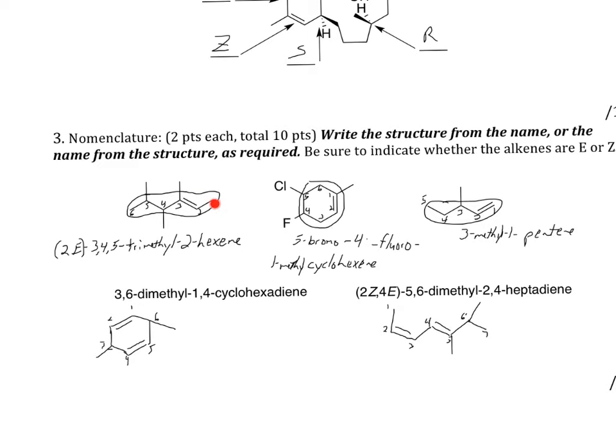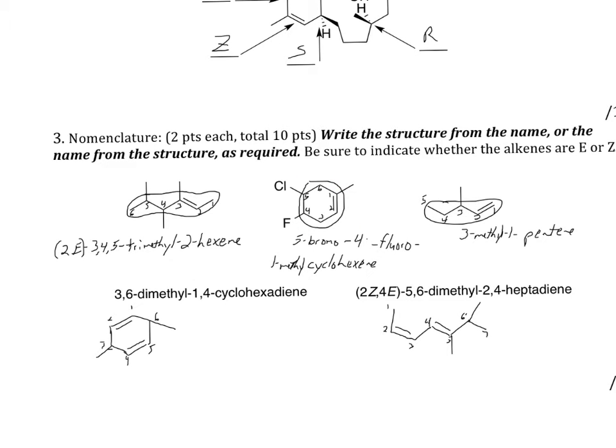Find the parent chain, the longest chain with the alkene in it. So that's hexene, and it's on the 2 carbon. You want that number to be the lowest possible. Everything else goes off of that. So 3, 4, 5 trimethyl. Then we need to say if it's E or Z. So we do our rankings, we split down the middle, priority, so it's E.